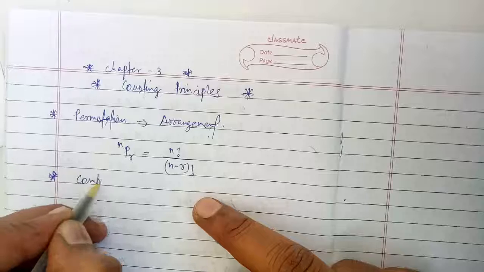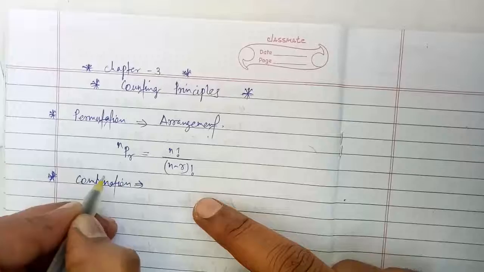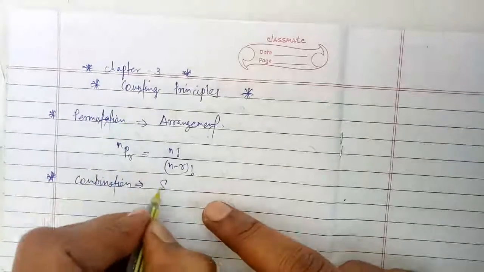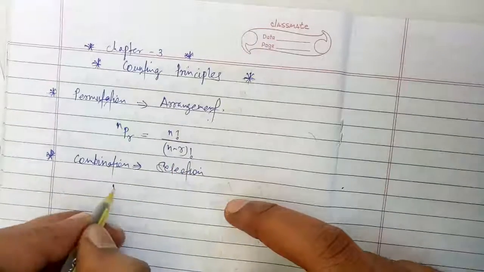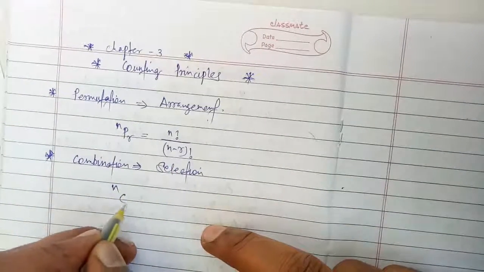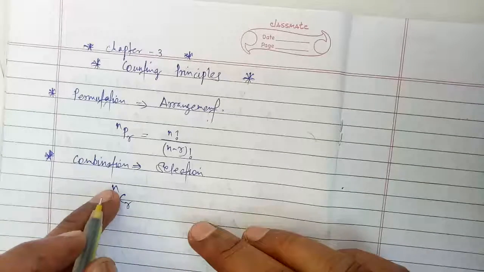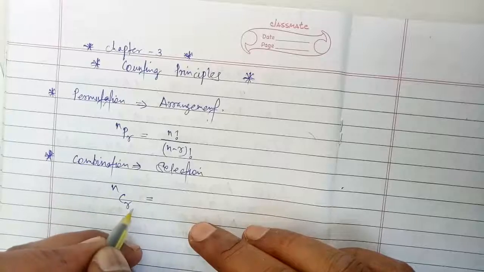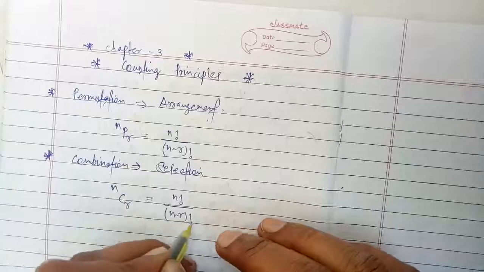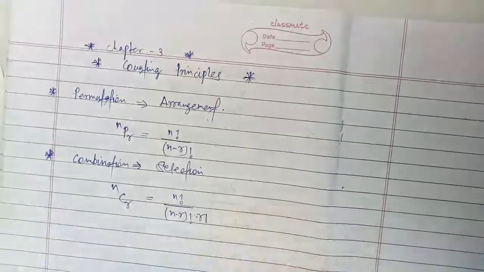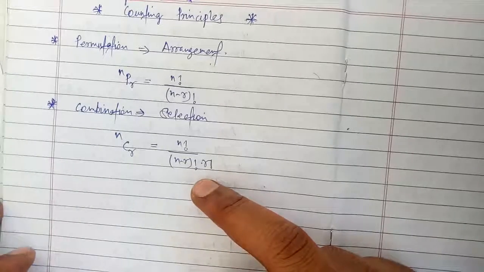Next formula is combination. Combination means selection. If we want to select R people out of N people, then we have to use the formula NCR is equal to N factorial upon N minus R factorial into R factorial. This is your combination formula.